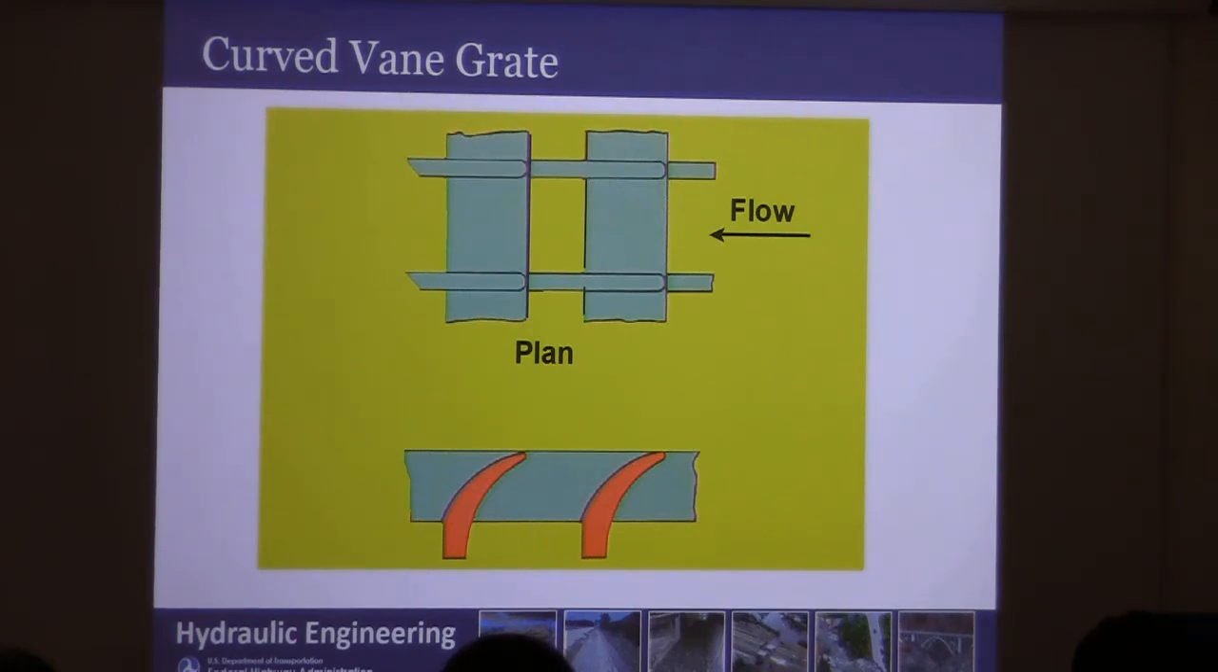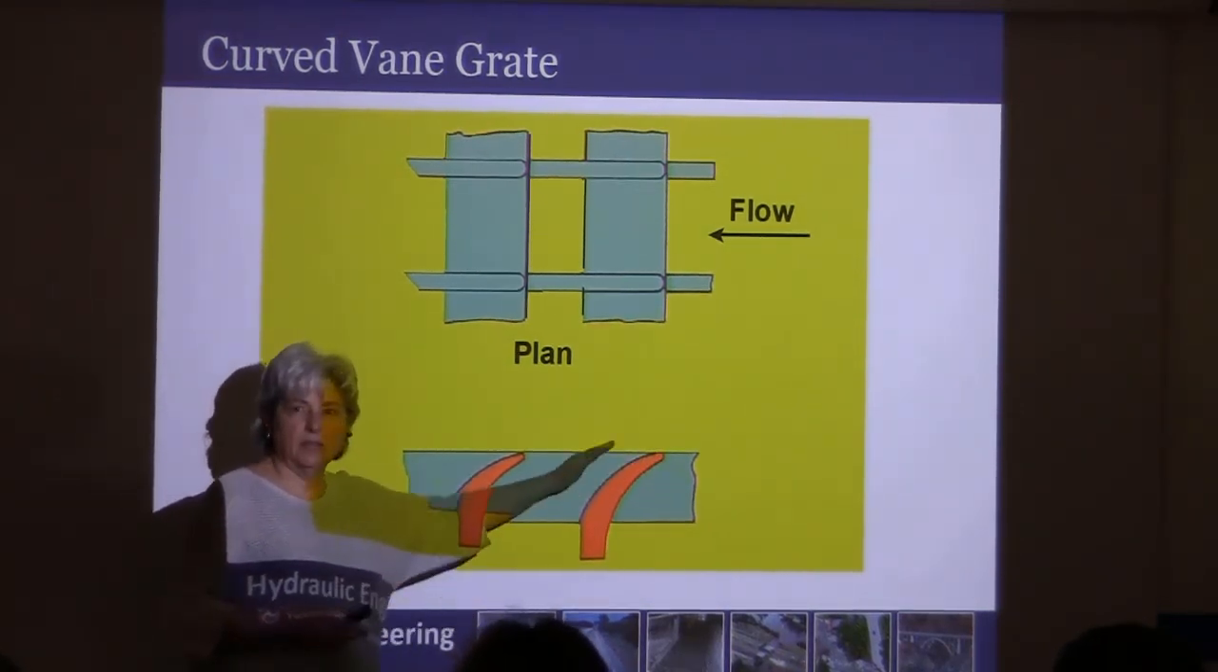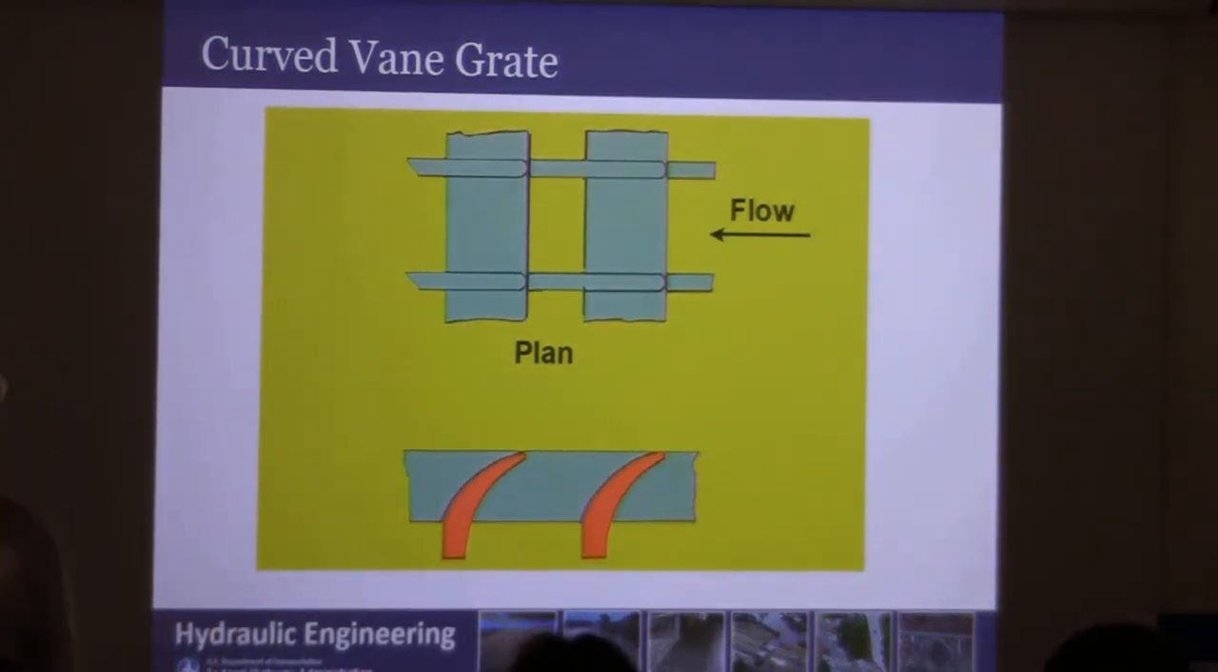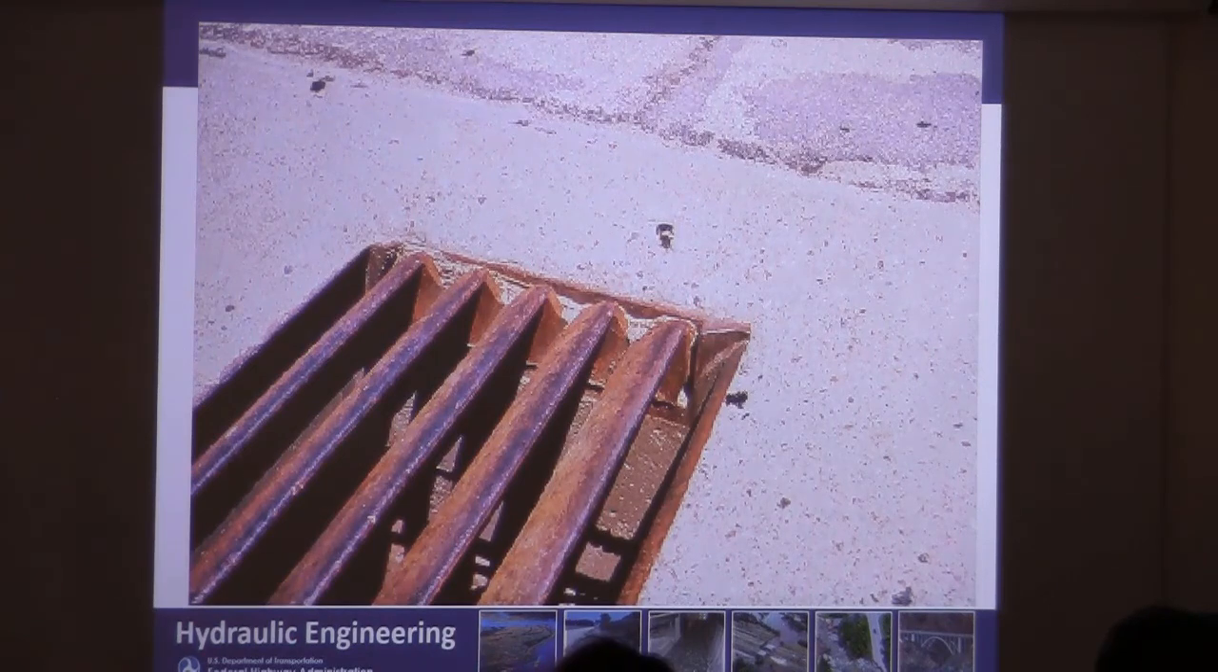Then we have curved vane grates. This is what it looks like from the top, and the flow's coming this way. It helps the water make that turn into the grate, and they're very efficient, so it's nice to have. This is a curved vane grate, but what's wrong with this picture? It doesn't have the crossbars, exactly, so it's not pedestrian safe. You walk on that, and if you've got flip-flops, you might not get your foot out.